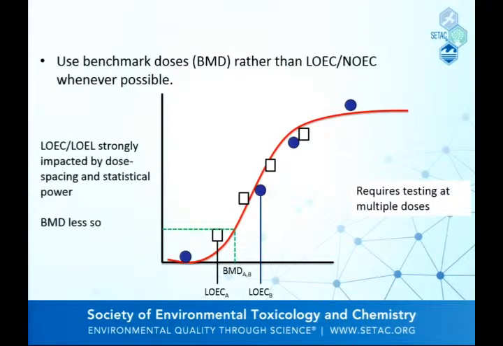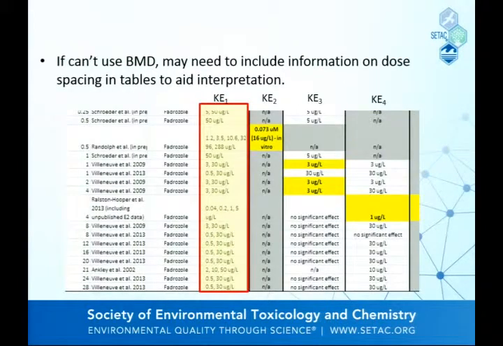So ideally, you'd like to use benchmark doses whenever you can, but of course, this requires testing at multiple doses so you can actually fit a regression to it. If you're only doing 2 doses or 3 doses, it's pretty hard to do. So again, that's an ideal situation, but we can't always do that.